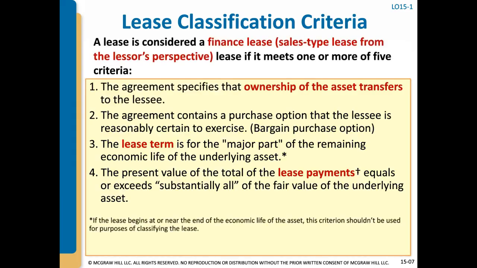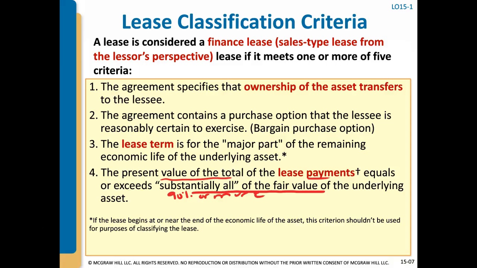Let's go. Option number 4, or the fourth criteria, is that the present value of the total lease payments equals or exceeds substantially all of the fair value of the underlying asset. So what does this mean? When we say substantially all, it's 90% or more.